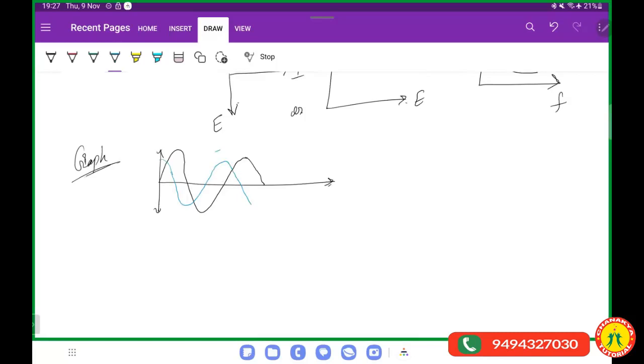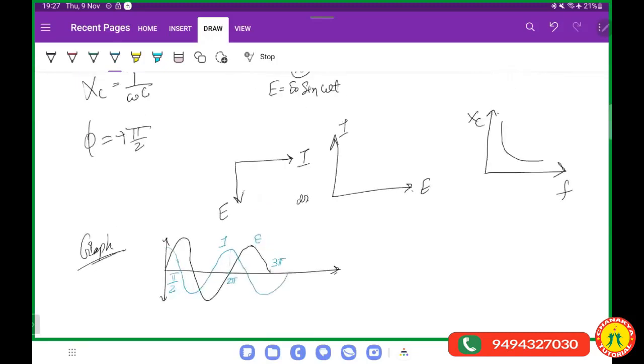So this will be I, this will be E. So this is your 2 pi, this will be your 3 pi, this will be your pi by 2. This one.